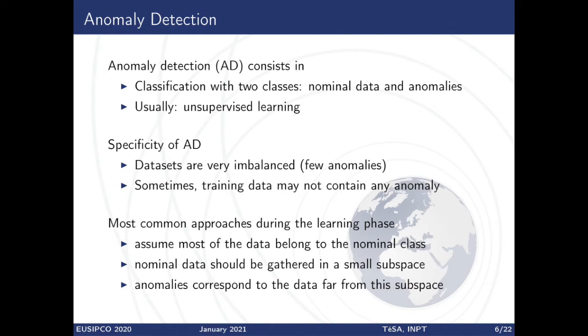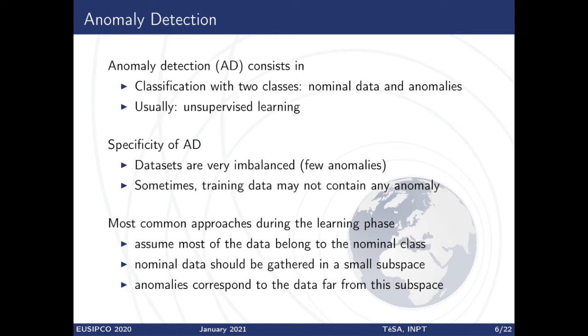So anomaly detection is a special case of machine learning. It consists in a classification with two classes, so namely nominal data and anomalies. And usually the learning phase is unsupervised. The specificity of anomaly detection are that the data sets are very imbalanced, because you should have few anomalies in the data set. And sometimes training data may not even contain any anomaly.